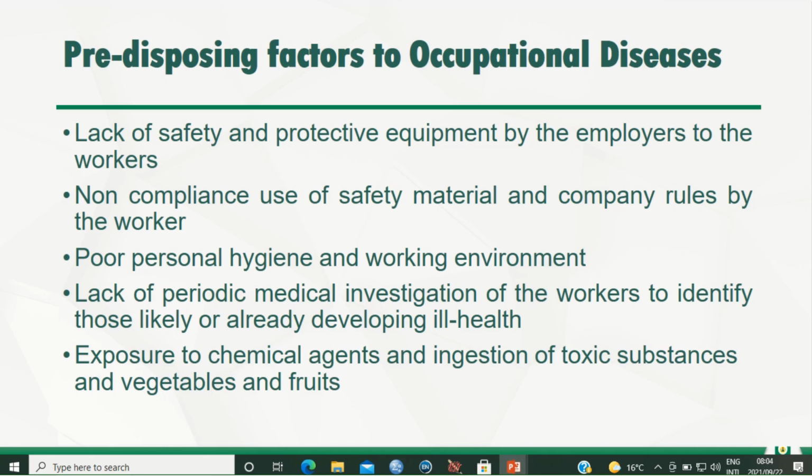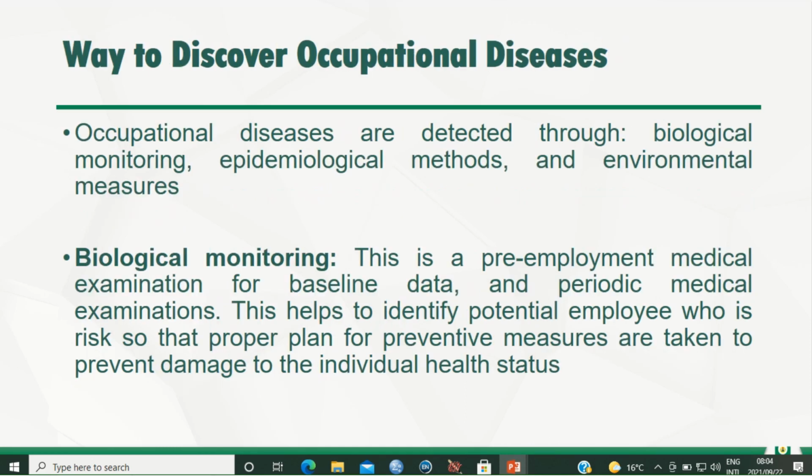Exposure to chemical agents and ingestion of toxic substances, vegetables and fruits. All these are factors that can cause occupational disease to a worker. What are the ways to discover occupational diseases? As a nurse working in an industry, working in a company, how do you discover or determine a worker that is prone to occupational diseases?